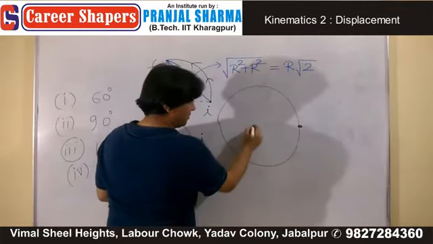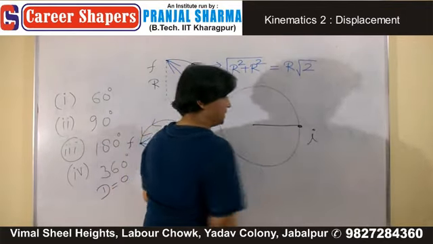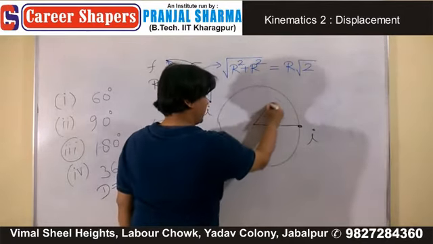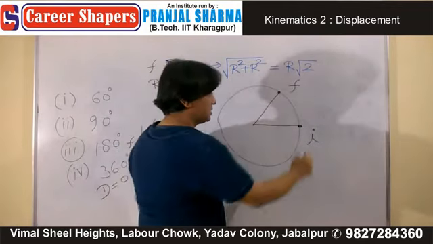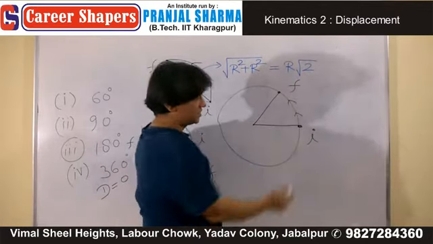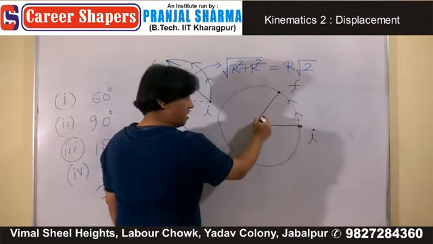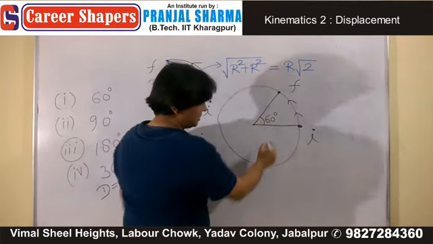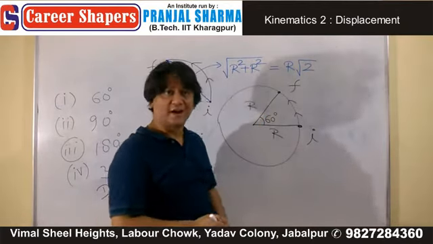You started from this position. This is your I for initial. And you arrive at this position, F for final. This is the path. Object is moving like this. It is found that this angle is 60 degrees. This is R. This is R. The question is find out displacement.